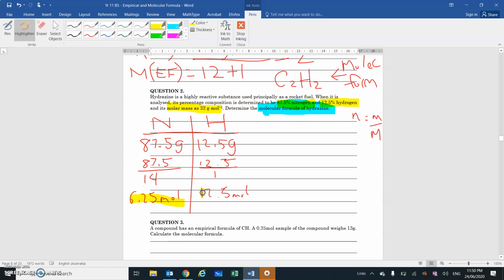And we take the smaller number, which is 6.25, and we divide each of those two by 6.25. So 6.25 divided by 6.25 will give us 1. 12.5 divided by 6.25 gives us 2. So our empirical formula is NH2.